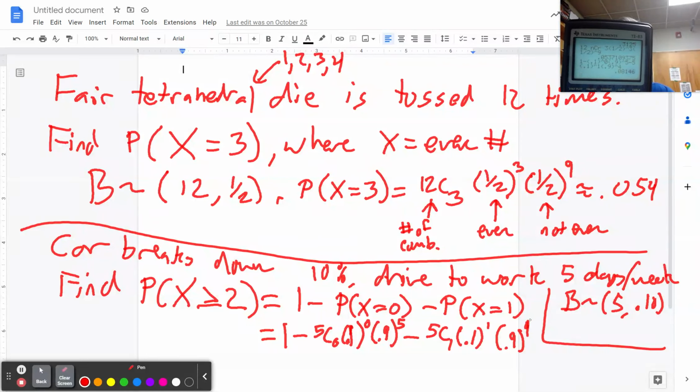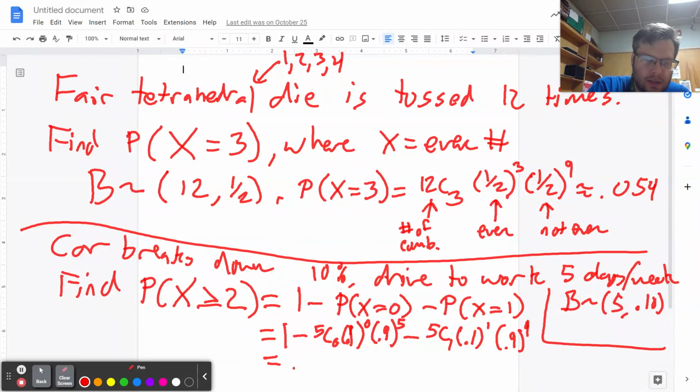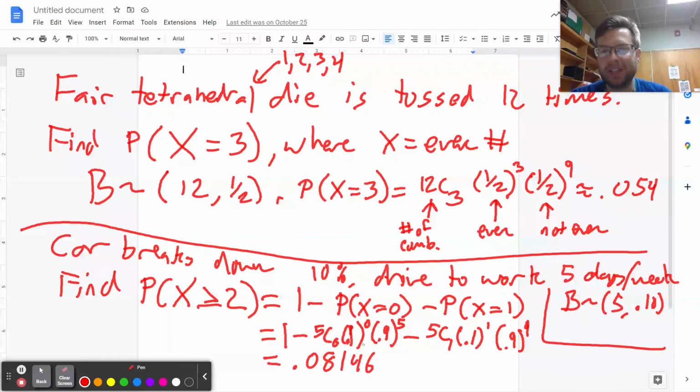1 minus that is 0.08146. So there's about an 8% chance that your car is going to break down 2 or more times in the week. That means I can also tell you the opposite. If I subtract that from 1, then I know that there's about a 92% chance that your car is only going to break down once or 0 times.